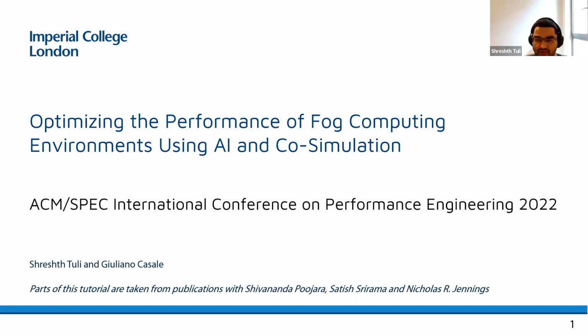Okay, so thanks everyone for joining back. And first of all, this is the second part of the tutorial. I am Shreshth Tuli, and I'm a PhD student at the Department of Computing, Imperial College London. And this part of the tutorial covers, say, the topic of how to optimize the performance of fog computing environments using these AI and coupled simulation ideas that we also refer to as co-simulation that Giuliano described in the first part.